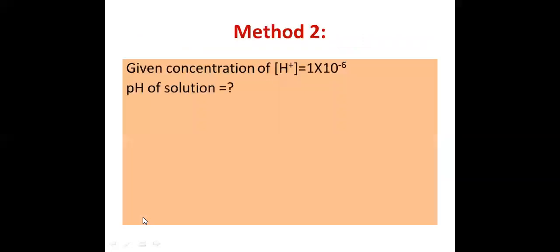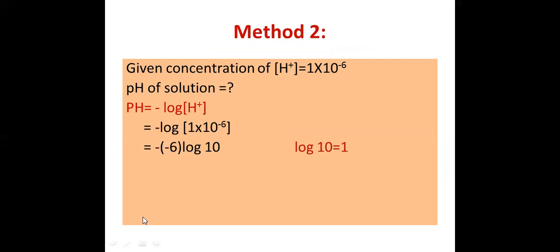Second method is the pH method, by using the pH formula. pH formula is pH equal to negative log of hydrogen ion concentration. Given concentration is 1 into 10 raised to the power minus 6. By putting the values, you will get the answer, that is 6. Positive 6 is the pH of this solution. And as the pH is less than 7, the solution is acidic.